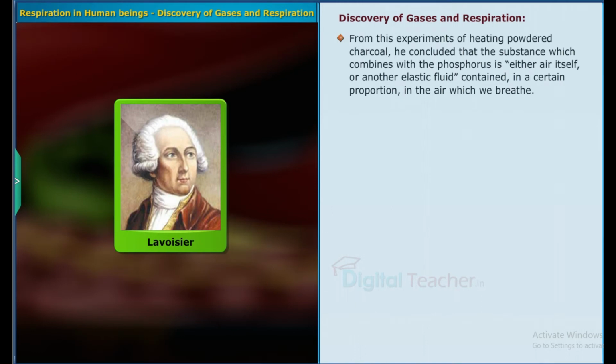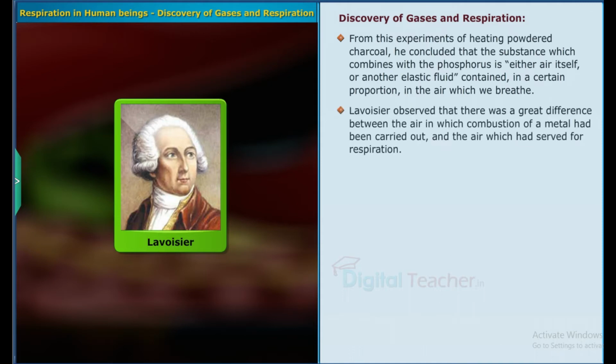From these experiments of heating powdered charcoal, he concluded that the substance which combines with the phosphorus is either air itself or another elastic fluid contained in a certain proportion in the air which we breathe. Lavoisier observed that there was a great difference between the air in which combustion of a metal had been carried out and the air which had served for respiration.